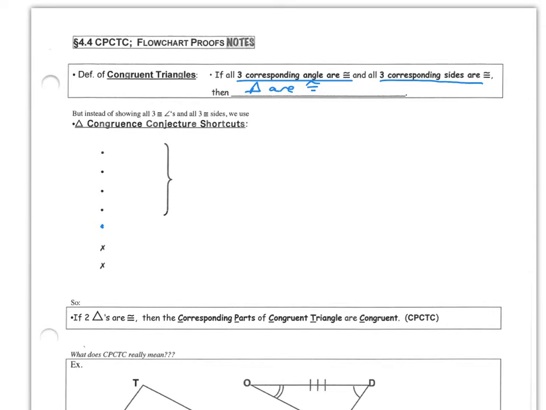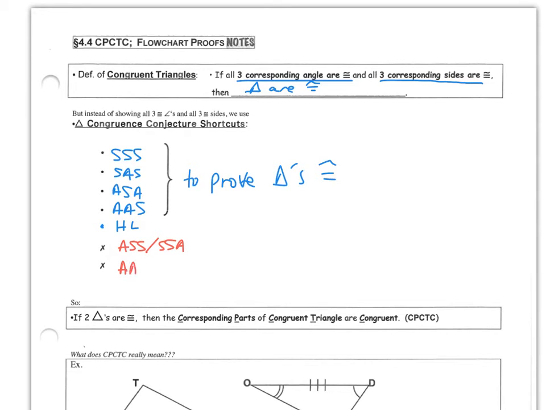Okay, and remember that we've also learned how to prove those triangles congruent. We've learned 5 different ways. One is side, side, side, side, angle, side. We've learned angle, side, angle, angle, angle, side, and then we've added in HL. These are ways to prove triangles congruent. The two X's down here at the bottom are the 2 ways that we said we can't use, and those are ASS or SSA we cannot use, and then we can't use AAA. All right, so keep that in mind.